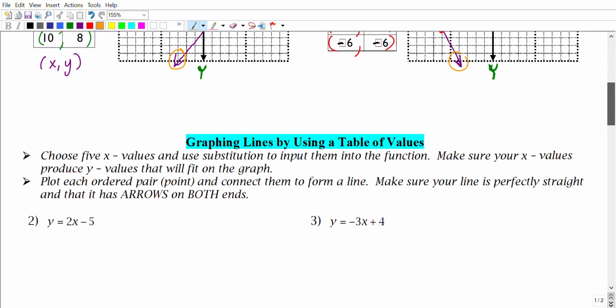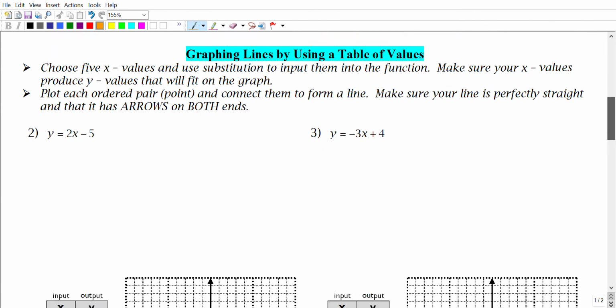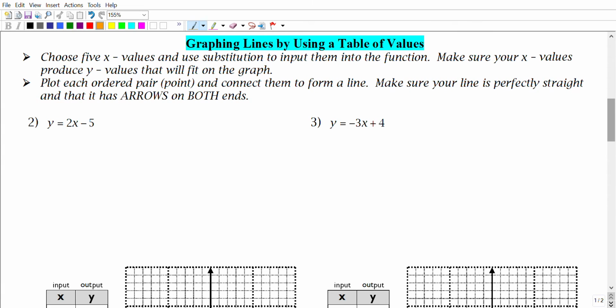Okay, so now we're actually going to create our own table of values, because we're going from the algebraic version of it, just the equation form, into the table of values form. So let's see what we have to do in order to do that. It says to graph lines by using a table of values.